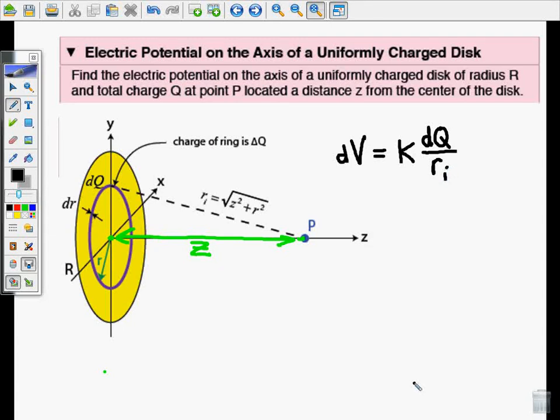Are you with me, people? The little piece of voltage, Andrew. Yep. The little electric potential just due to the ring dq is going to equal k dq over r sub I, correct?